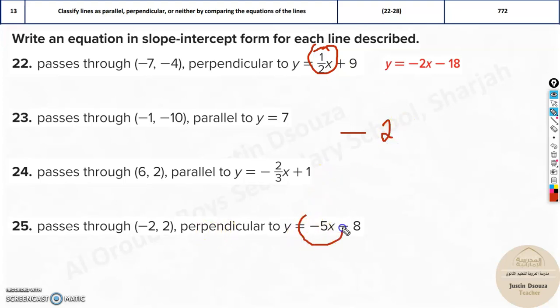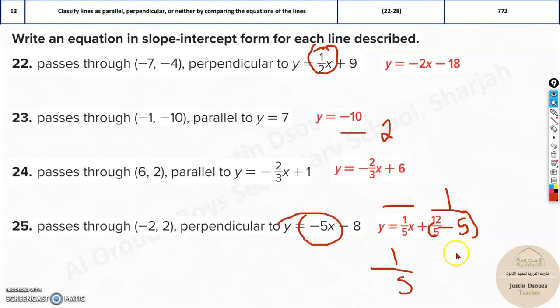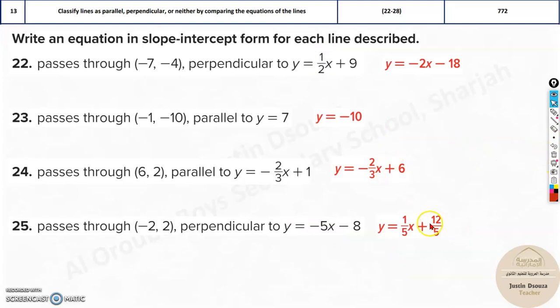Now, where is the perpendicular over here? Negative reciprocal: the negative, minus, and the reciprocal of minus 5. So it will be 1 divided by minus 5, it will be 1 by 5. The slope will be 1 by 5. That's it. Positive 1 by 5 because the negatives cancel. It's up to you. If you're getting confused, don't worry.